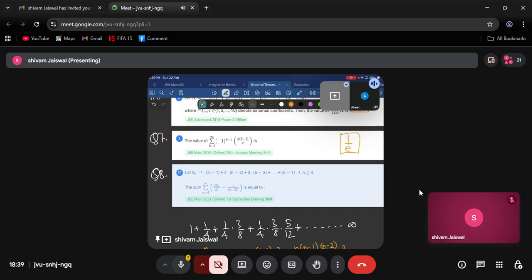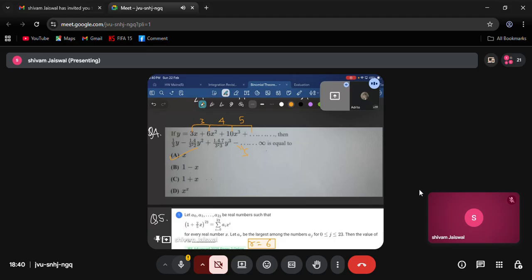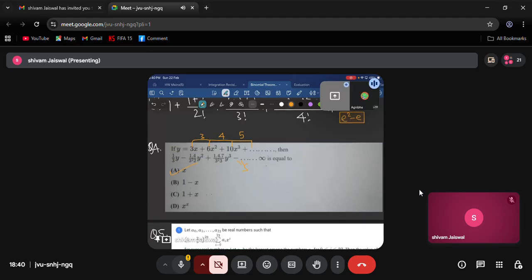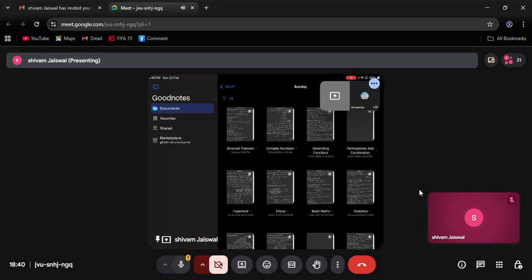Anyone having any doubt, you can ask me. 7 is 1 by e. 8 is (e minus 1) by 3. Anyone having any doubt about 7 or 8? It is based on the expansion of e to the power x. Those who are online, tell me. No, sir. Okay, then we can continue with complex numbers.